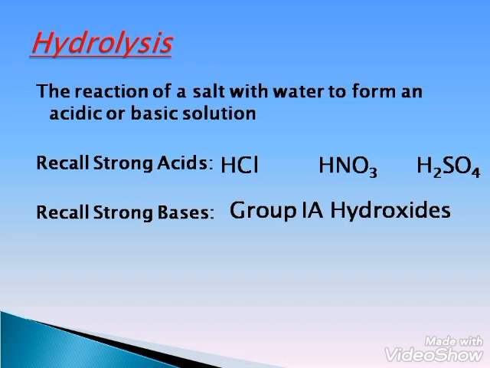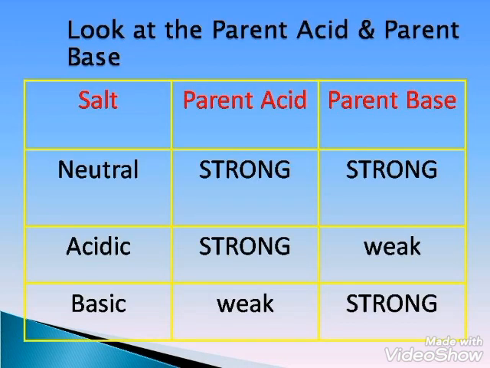Now let us recall the strong acids. HCl, HNO3, H2SO4, these are a group of strong acids, whereas all the group 1A hydroxides are considered as the strong bases. Now whenever a salt dissociates in water, then we can know whether the solution is acidic or basic depending upon the parent acid and the parent base.